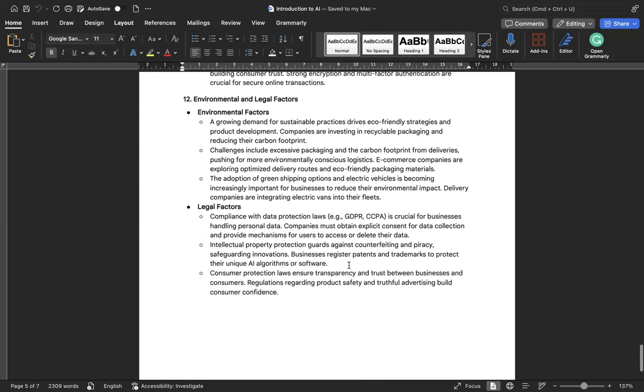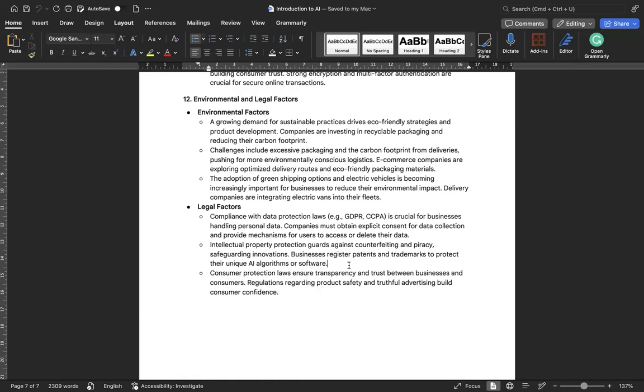For the environmental factors, a growing demand for sustainable practices drives eco-friendly strategies and product development. Companies are investing in recyclable packaging and reducing their carbon footprint. That's also an example. What are the challenges? The challenges include excessive packaging and the carbon footprint from deliveries, pushing for more environmentally conscious logistics.